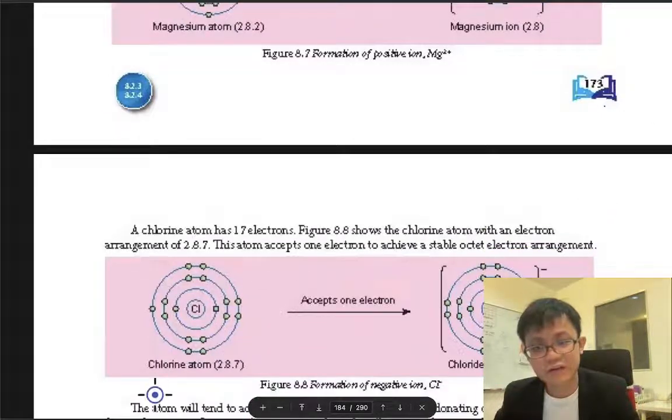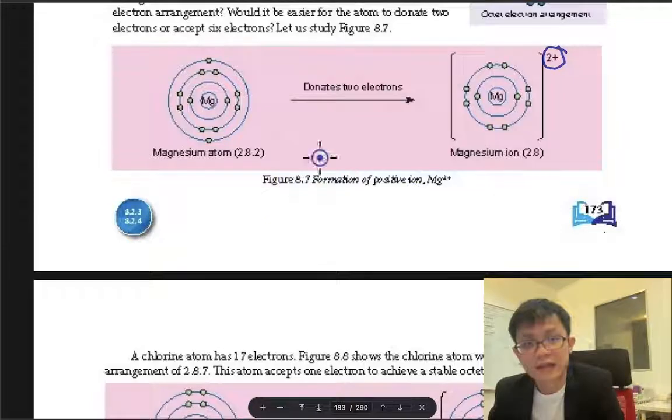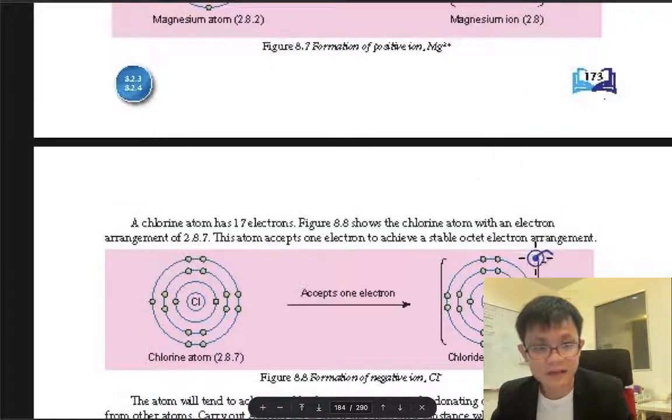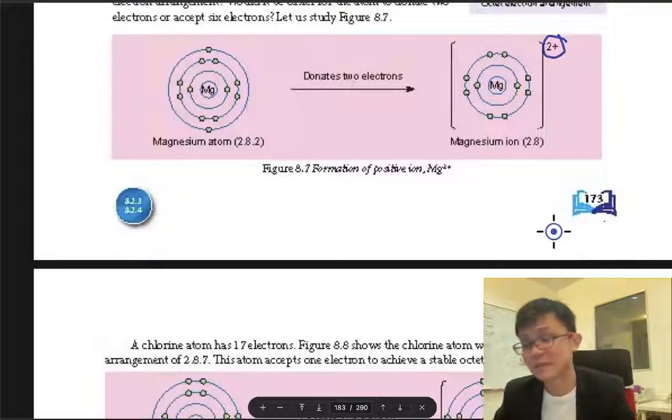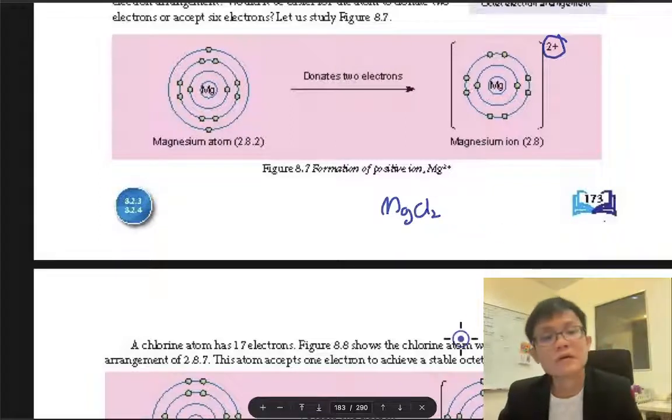So let's say if I draw magnesium chloride, can I say magnesium chloride? Okay, for example, I want to draw magnesium chloride. So magnesium is 2 plus, chloride is negative ion. So you say magnesium chloride, MgCl2. For example, this is an ion. That's why we combine magnesium chloride.